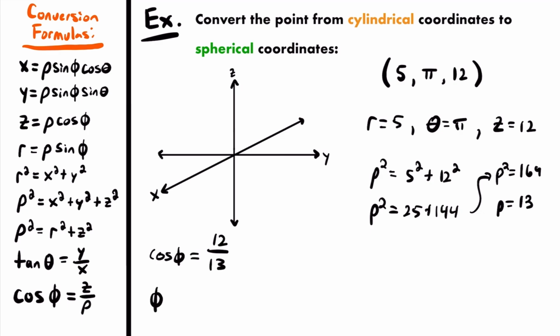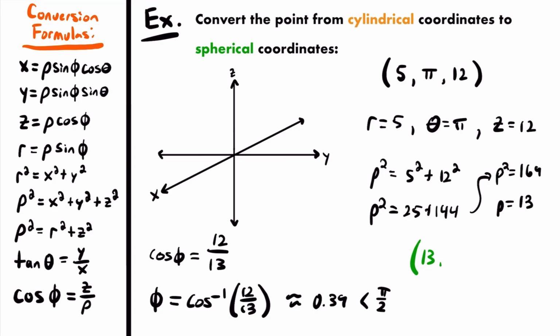So in this case, we're just going to solve for phi like this. We'll have inverse cosine of 12 divided by 13, or 12/13. And that's it. If you're curious how big that angle is, you could plug it into your calculator and find that it's approximately equal to 0.39, which is much smaller than pi divided by 2, right? That is less than pi divided by 2. So we know that our point will be above the xy plane. Our point will not be below it. Okay, so altogether, our spherical coordinates are 13, pi, and then inverse cosine of 12/13.